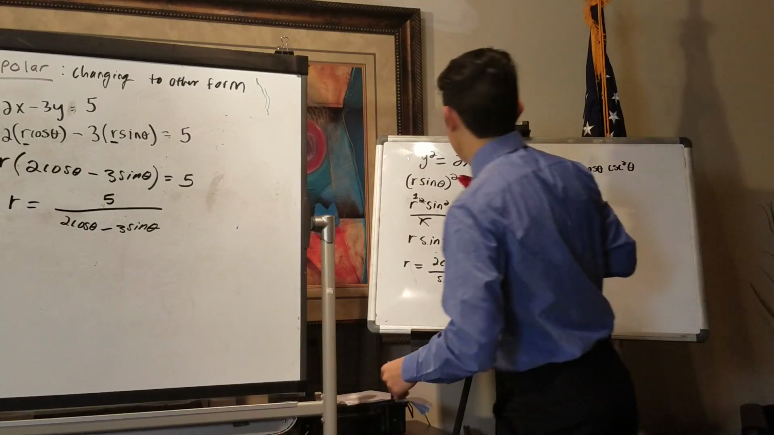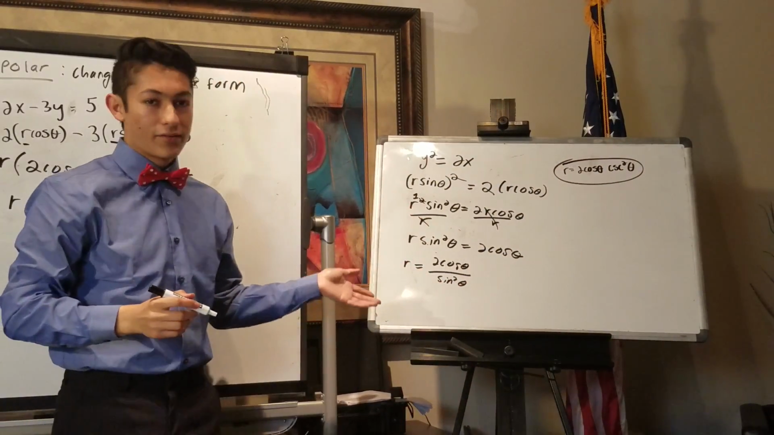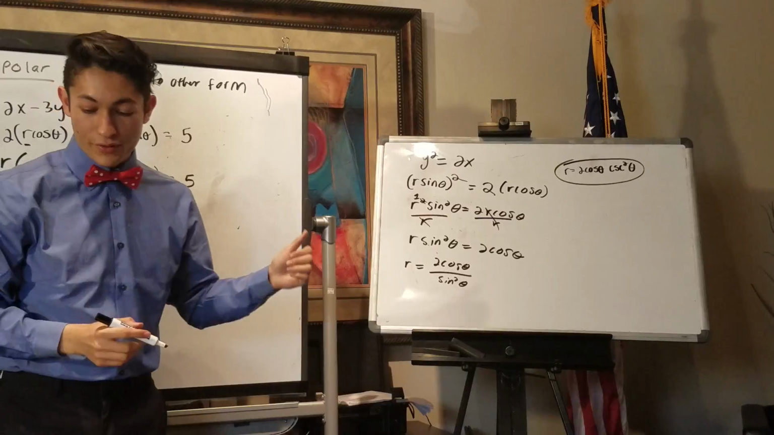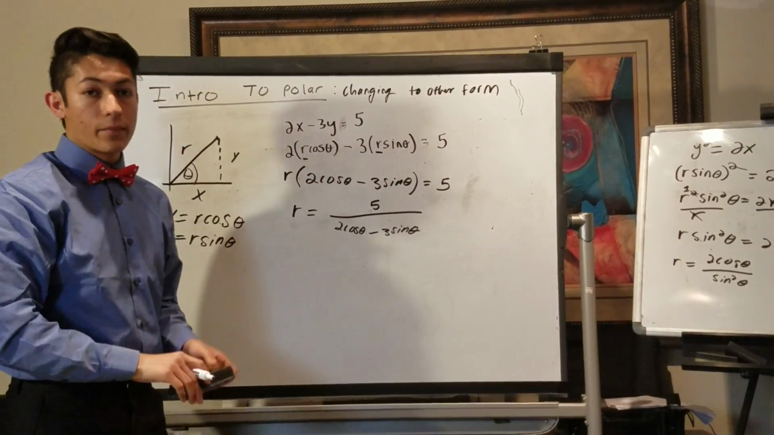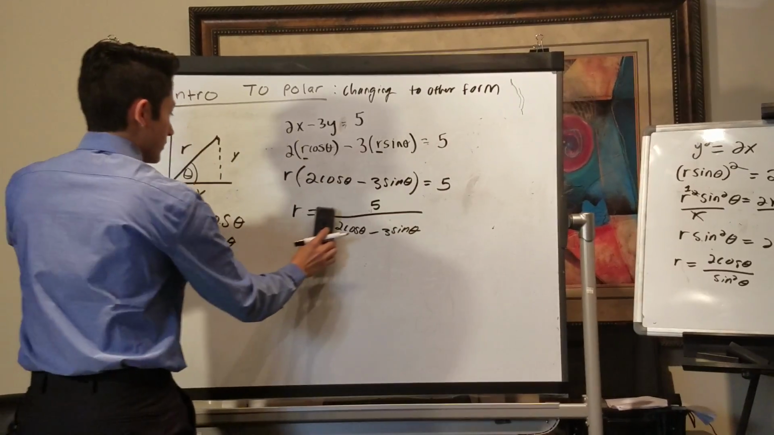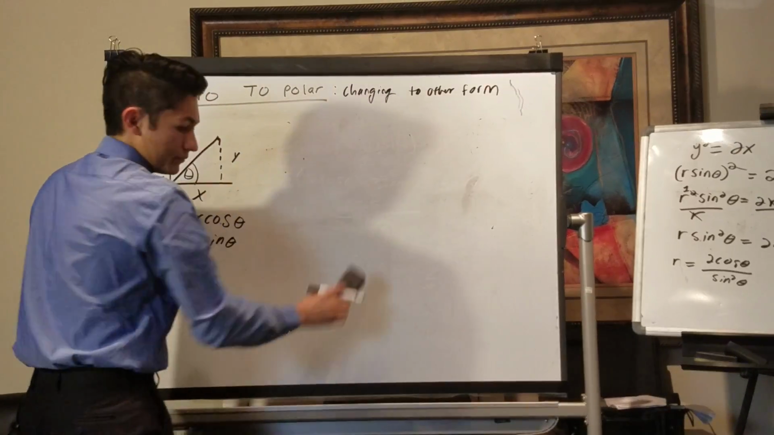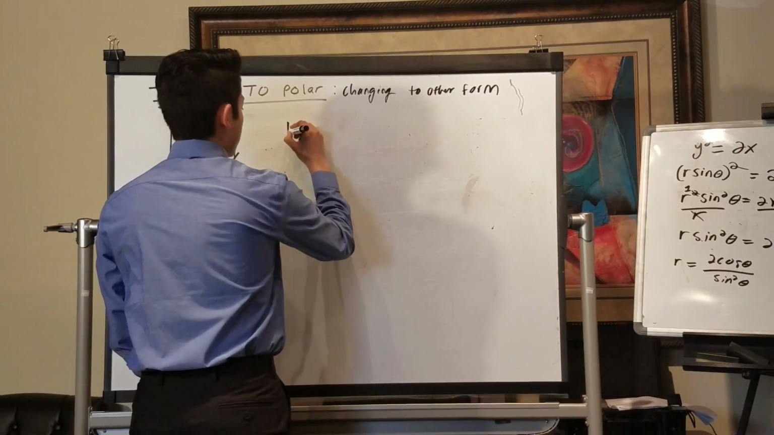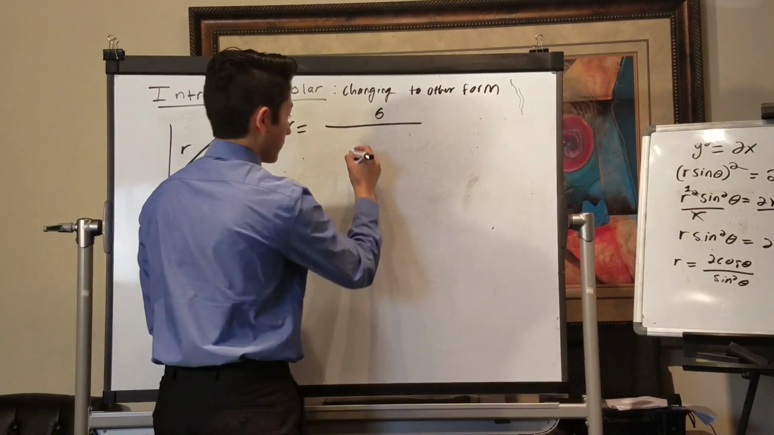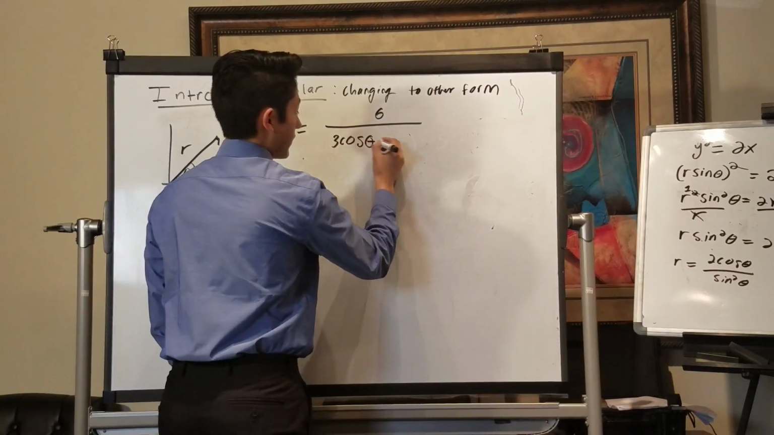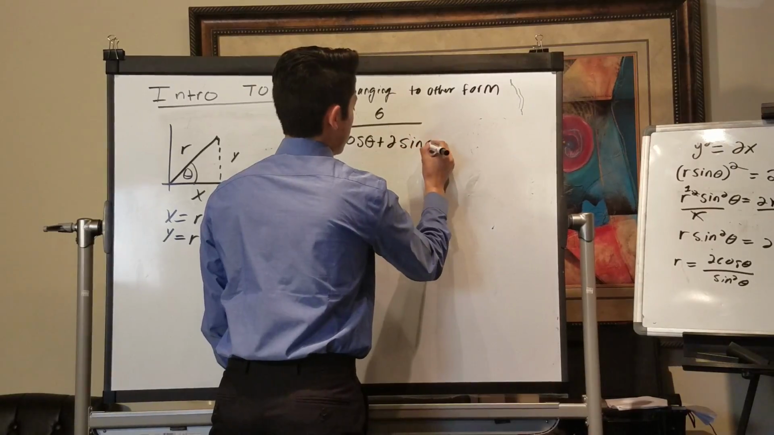And that is, once again, the relationship between rectangular and polar coordinates. Okay, and now we're going to look at going from polar to rectangular using the same relationships we know. Say we are given r is equal to 6 divided by 3 cosine theta plus 2 sine theta.